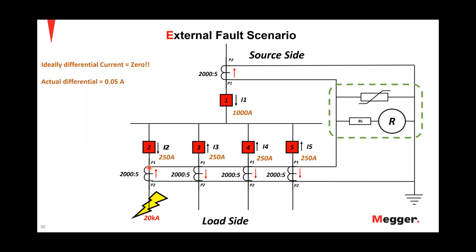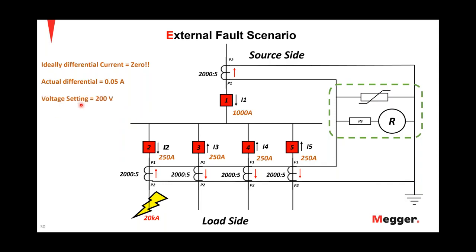And because of this saturation, it will definitely see some current differences on the secondary, right? And because of which we will see some differential current, even though it's very small. Let's say in this example, it's around 0.05 amps. Now let us establish some relay settings here.